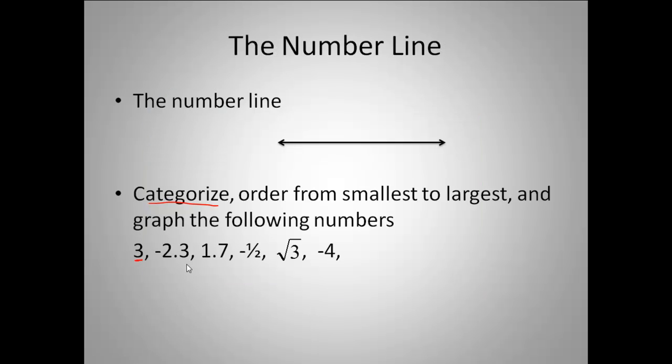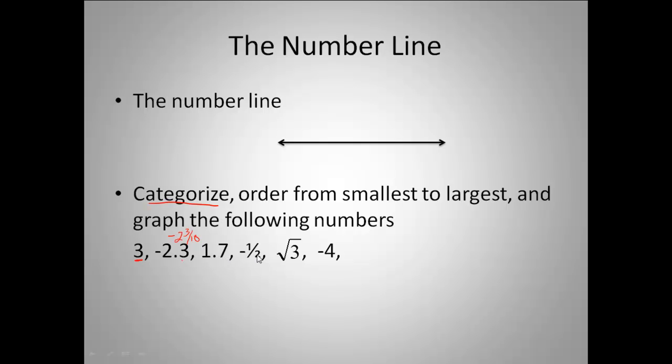Now with the negative 2.3, that is not a whole number because it has the decimal. It's not an integer because it has the decimal part. Well, since it's a terminating decimal, you can write it as a fraction. It would be negative 2 3/10, and then you could change that into negative 23/10. So this one would be rational and real. Now the same thing for the 1.7. It's a terminating decimal, so that puts us at rational and real.